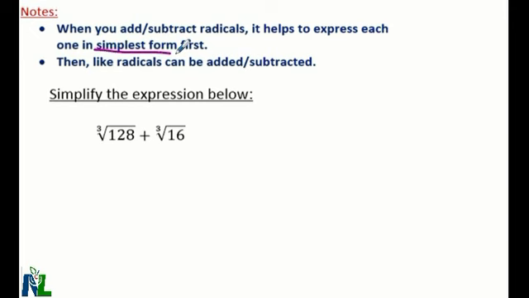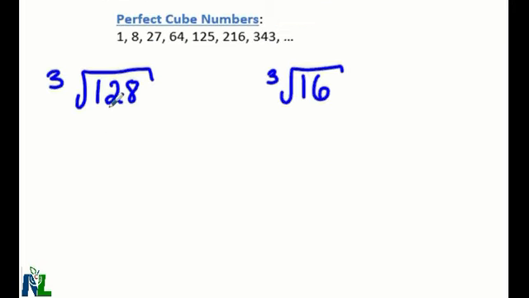So we're going to simplify first, and then we can look to see if we have like radicals to add and subtract. So let's just do our simplifying first. I've got my list of perfect cube numbers right here. So I'm going to use the method of simplifying using the highest perfect cube.